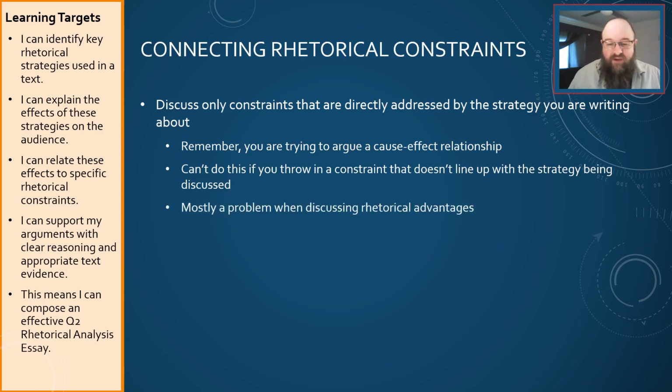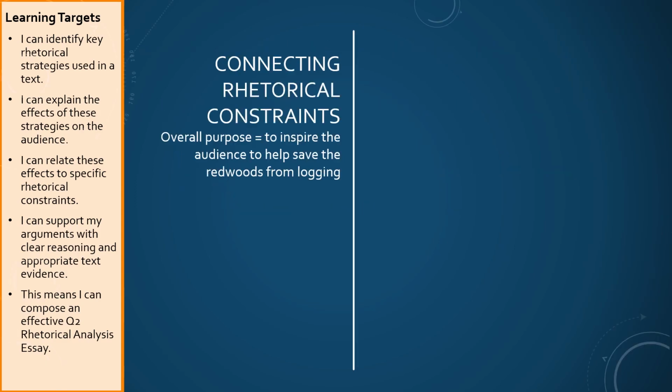This is mostly a problem that I see when students want to discuss rhetorical advantages. They try to just slip that advantage in because they know they're supposed to be talking about constraints, but the advantage doesn't necessarily have anything to do with the strategy they just finished explaining in their paragraph. So to illustrate what I'm talking about here, let's look at another rhetorical strategy from John Muir's essay, starting with the technique.